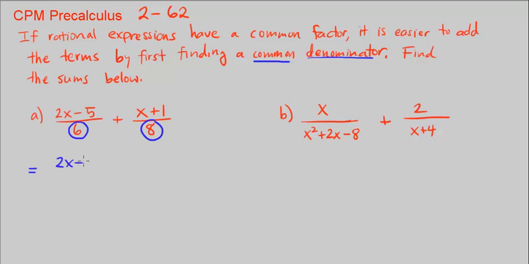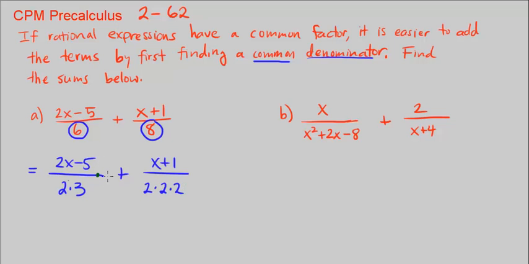Okay, so you have 2x minus 5. What are the factors of 6? 2 times 3, right? Plus x plus 1. What are the factors of 8? Well, 8 is 2 times 4, but 4 can be factored as 2 times 2. So this is 2 times 2 times 2, right? So on the left, then, we're going to have to multiply. Well, we have a 2 and a 2 that match. So we have to multiply by the extra 2.